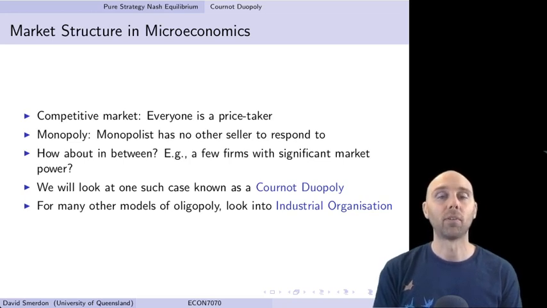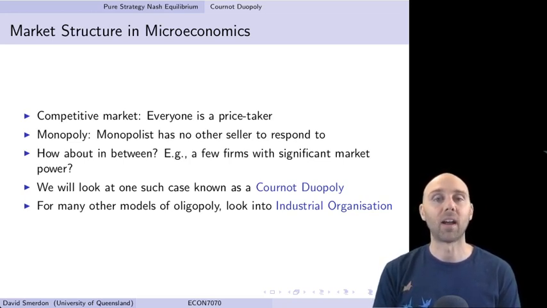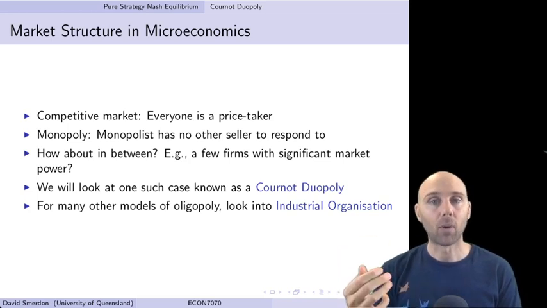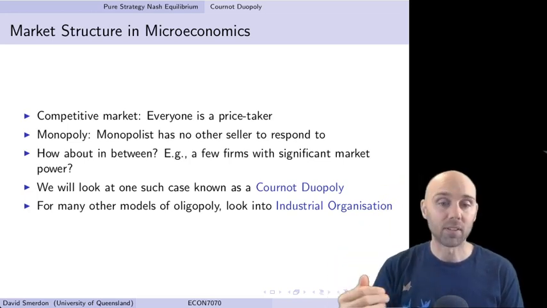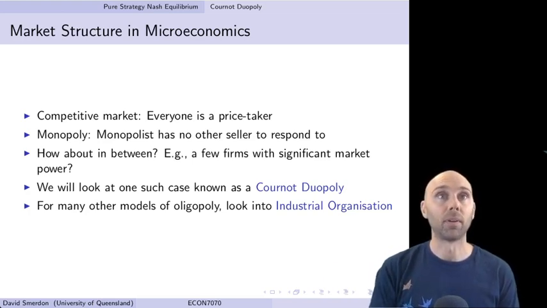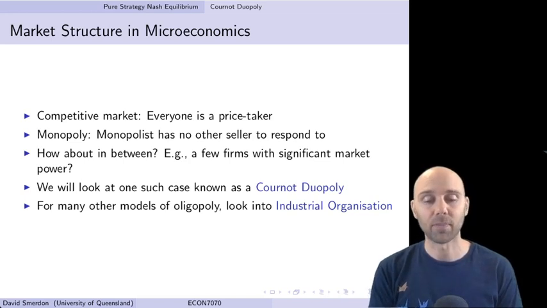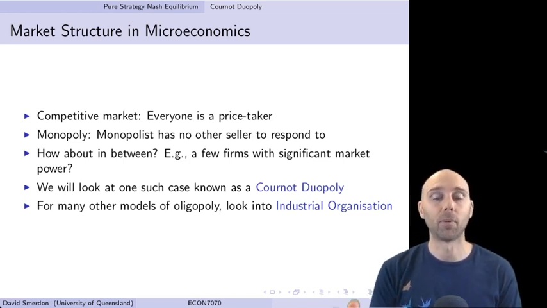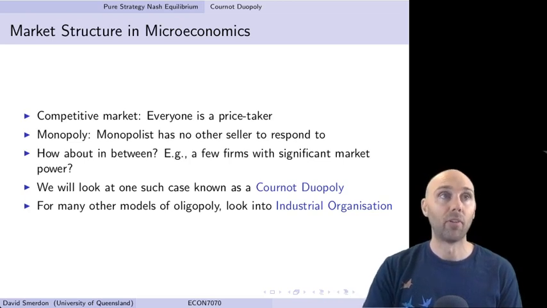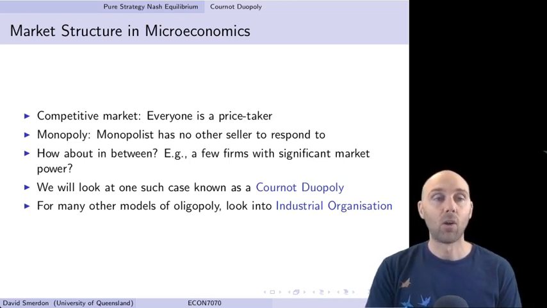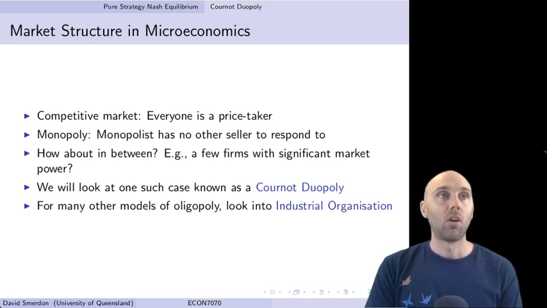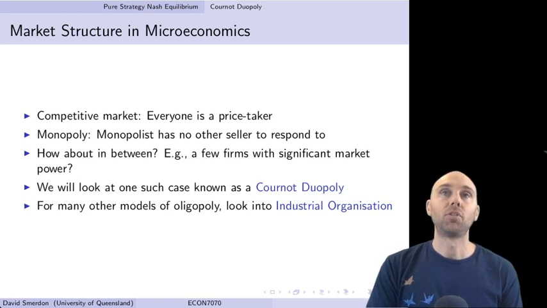However, quite often in the real world, we find markets that are somehow in between. There's not one producer, there are several producers, but they have enough power that together they can influence the market price. The simplest example is a duopoly, in which there are just 2 agents. One might consider, for example, the case of Virgin and Qantas in Australia, or you can think of, say, the big 4 banks. So we're going to keep things simple, just look at 2.